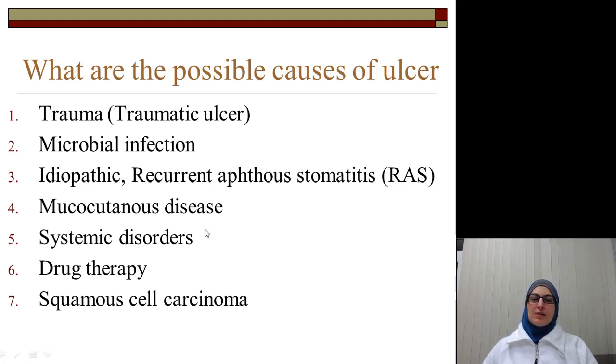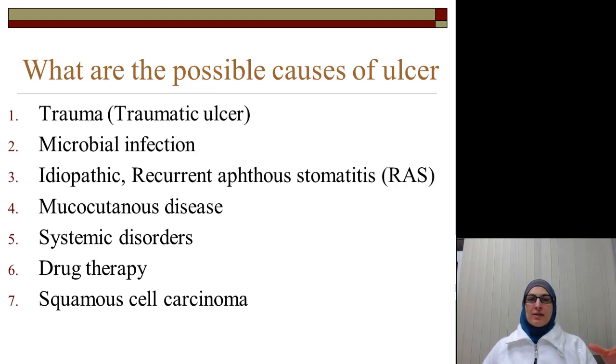The fourth cause is mucocutaneous disease, where these ulcers are part of a generalized condition that is affecting all the mucosal surfaces and the skin. There are different examples of autoimmune or immune-mediated conditions that affect the skin and the mucosa, including, for example, lichen planus, pemphigus vulgaris, and mucous membrane pemphigoid.